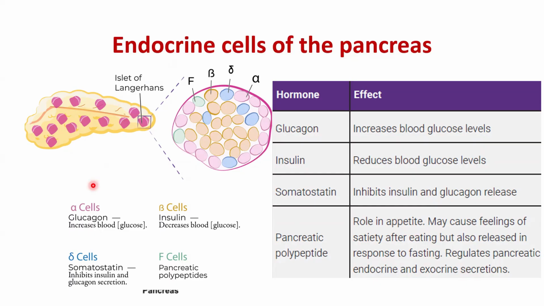So in an exam setting, I can ask you to list the cell types that are found in the islets of Langerhans and give their function. When I ask that, I'll expect you to talk about alpha cells, beta cells, delta cells, and F cells that produce the various hormones: glucagon, insulin, somatostatin, and pancreatic polypeptide.